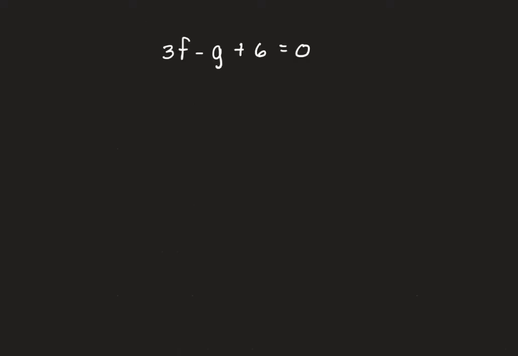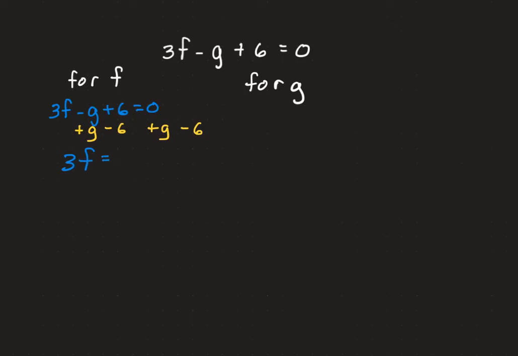All right, here's a linear equation. We can solve this for f, or we could solve this for g. To solve it for f, we're going to add g to both sides. And while we're at it, let's go ahead and subtract 6 from both sides, because that will give us 3f equals g minus 6, and then we just need to divide by 3 on both sides. That gives us f equals g minus 6 over 3, or if you want it in a more familiar form, 1/3 g minus 2.